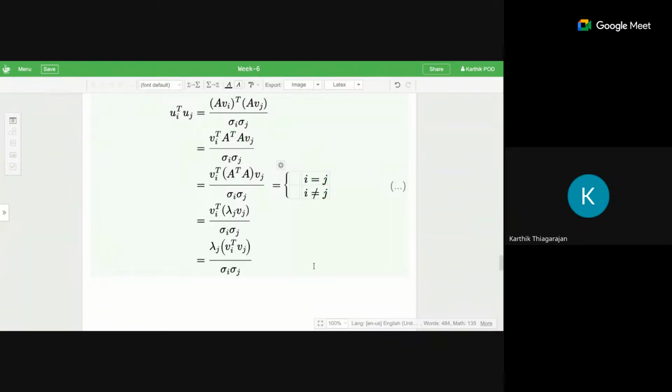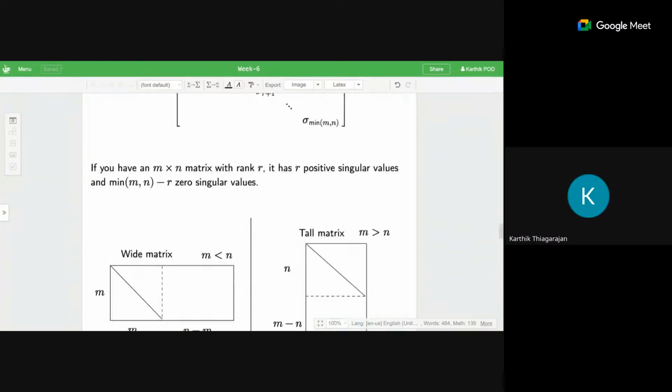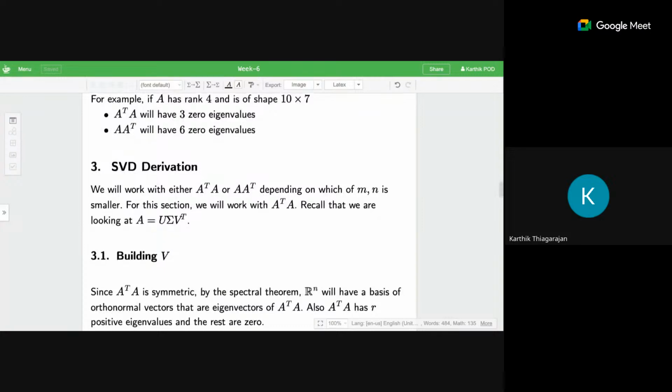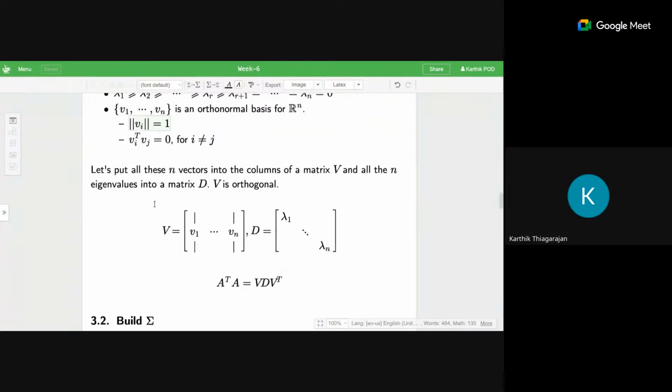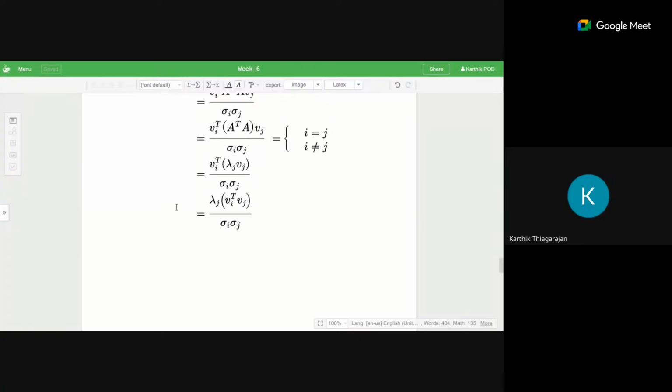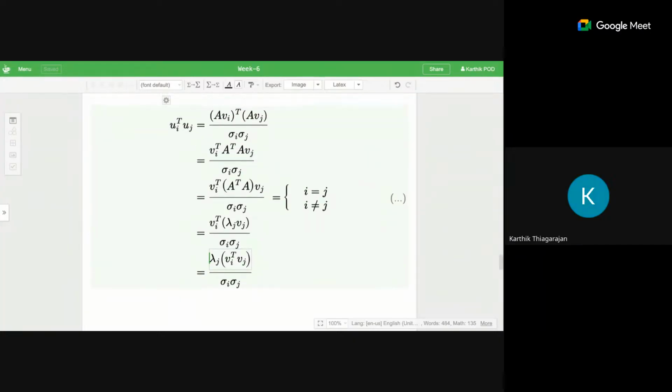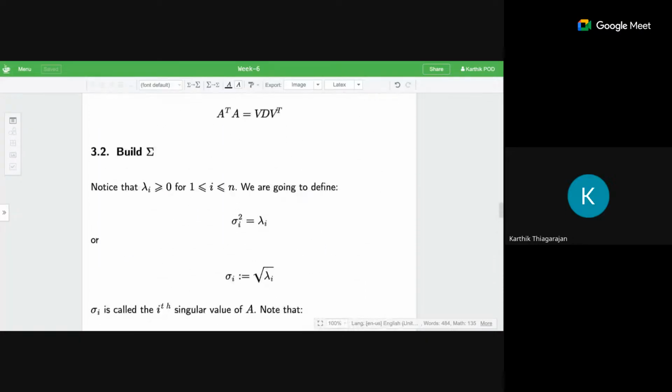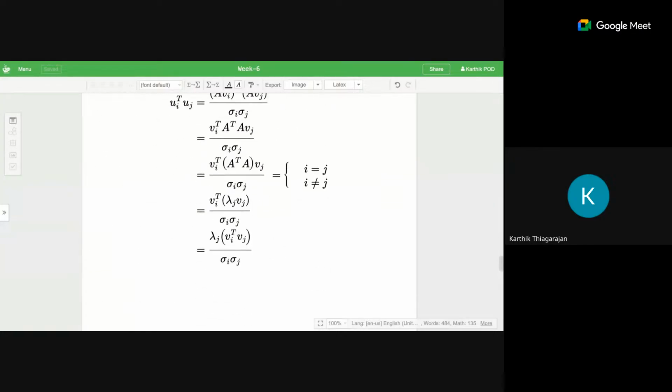So if i is equal to j, what will happen? Vi transpose Vi is what? Norm square of Vi. So what is norm square of Vi? 1, right? Because recall that while building V, we started with norm Vi is 1. So there is a sigma i square in the denominator and lambda i in the numerator. So what will happen to them? They will cancel each other, right? Because they are equal. So lambda i is sigma i square. Therefore, we see that it is indeed unit norm.